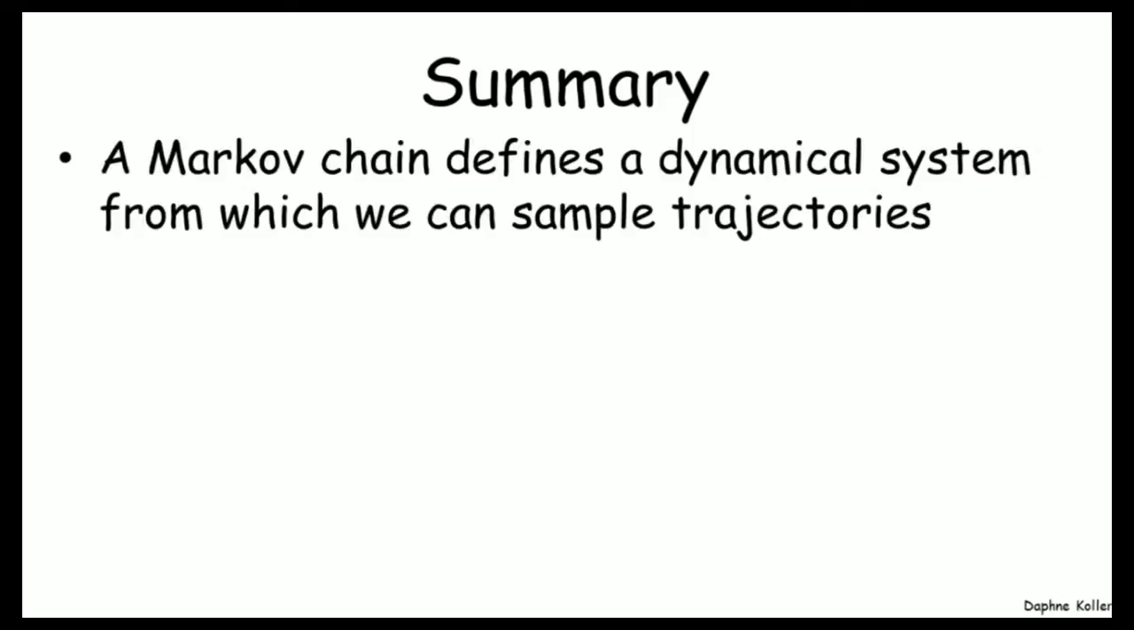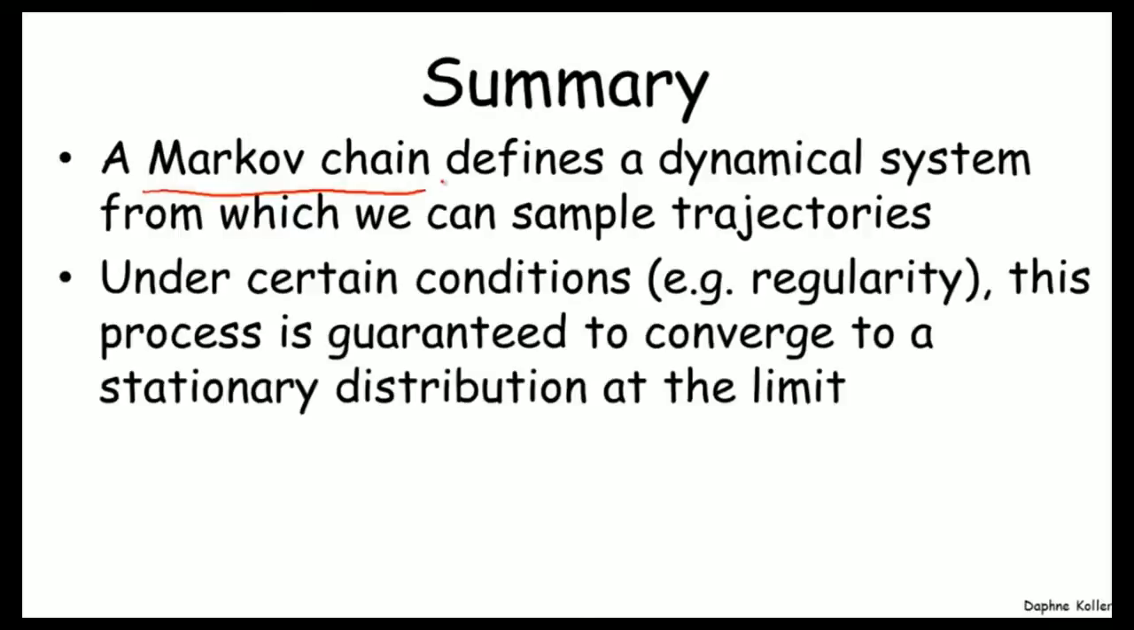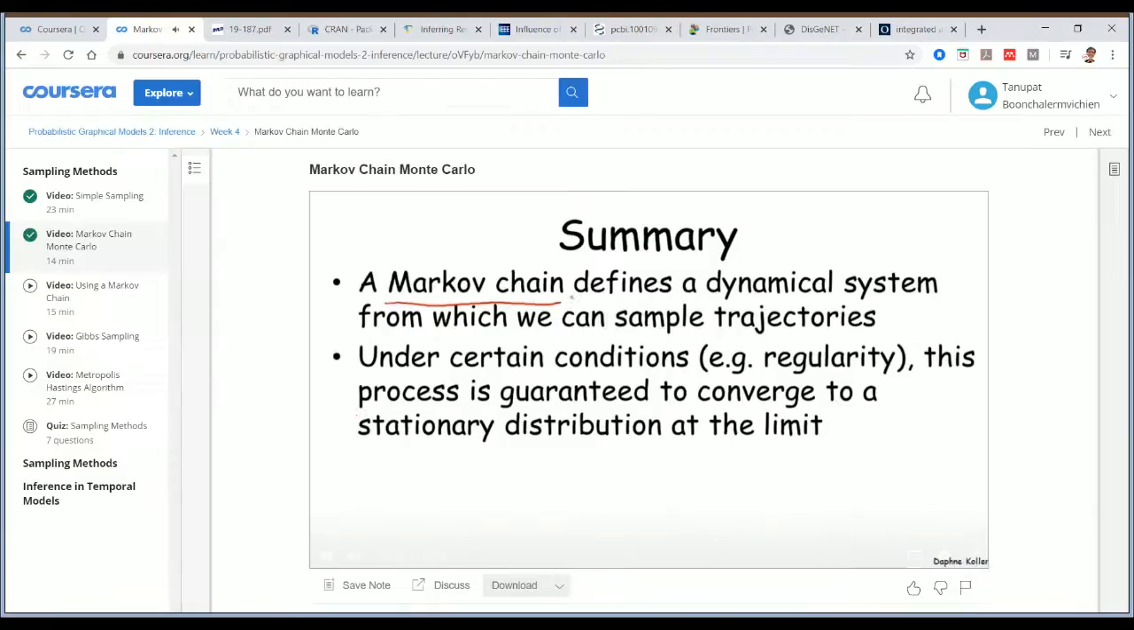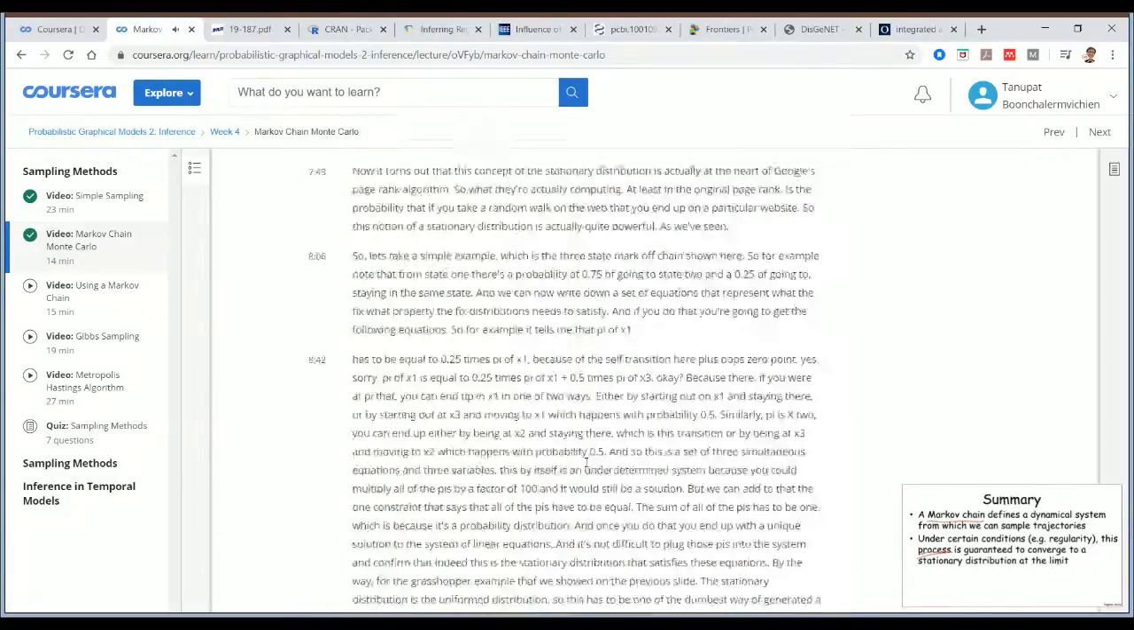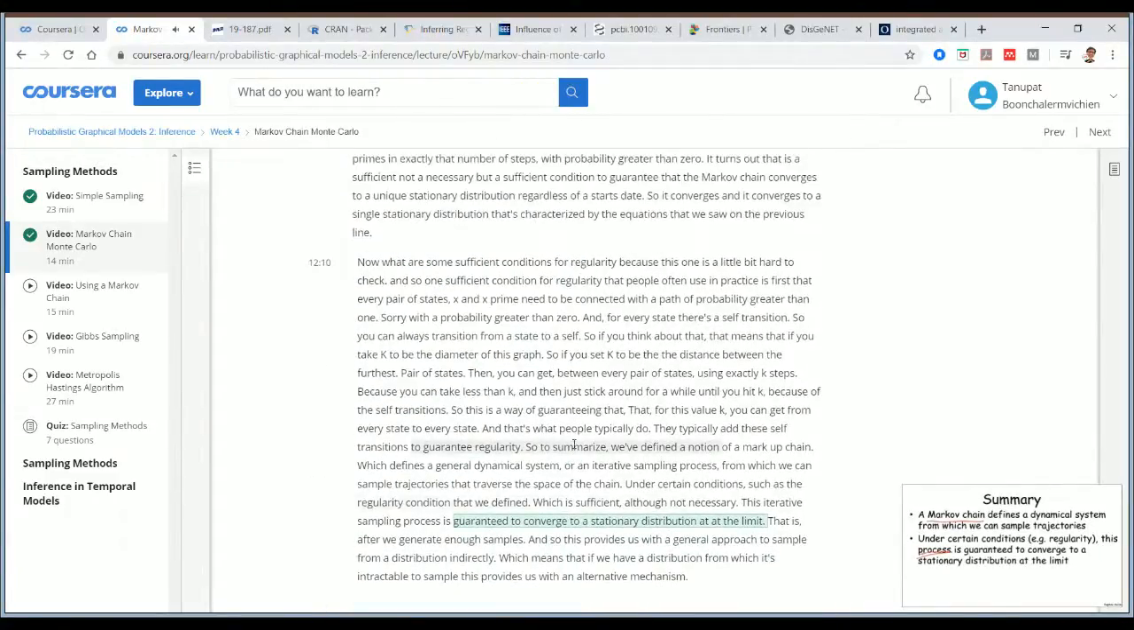So to summarize, we've defined the notion of a Markov chain, which defines a general dynamical system or an iterative sampling process from which we can sample trajectories that traverse the space of the chain. Under certain conditions, such as the regularity condition that we defined, which is sufficient although not necessary, this iterative sampling process is guaranteed to converge to a stationary distribution at the limit, that is, after we generate enough samples. And so this provides us with a general approach to sample from a distribution indirectly, which means that if we have a distribution from which it's intractable to sample, this provides us with an alternative mechanism.